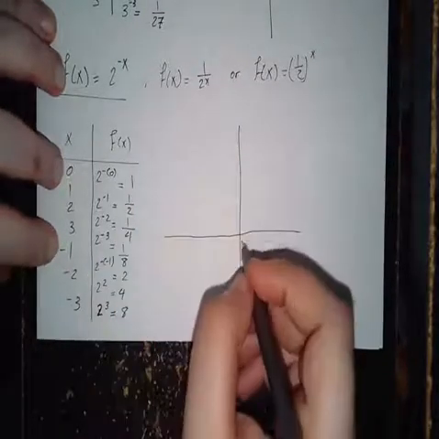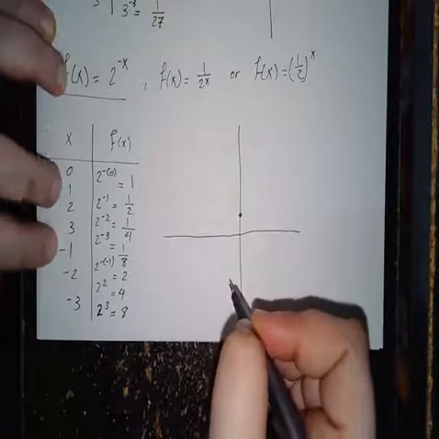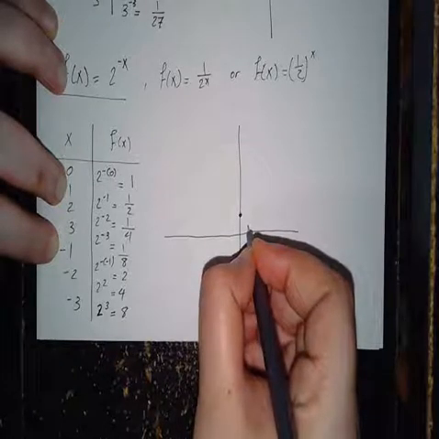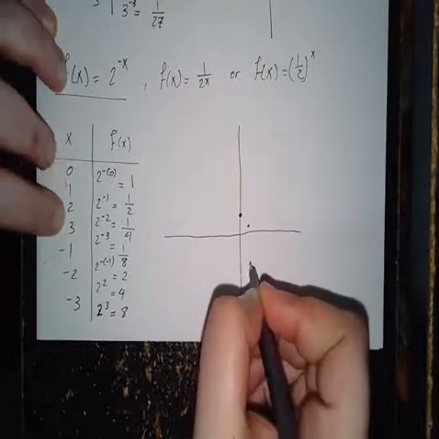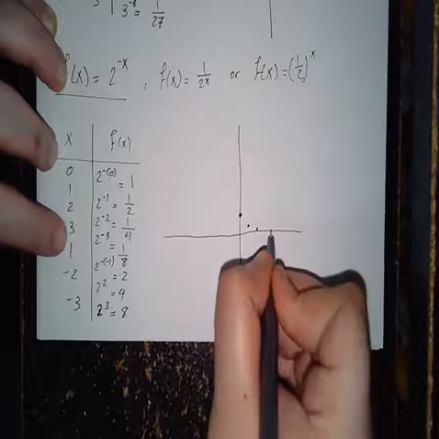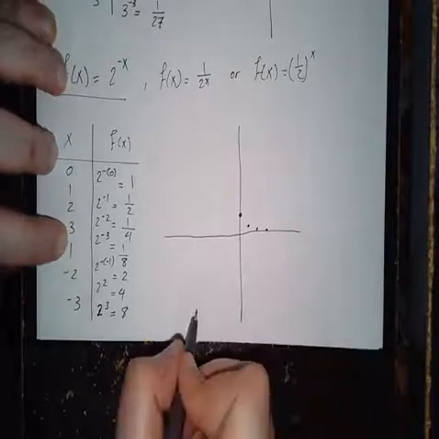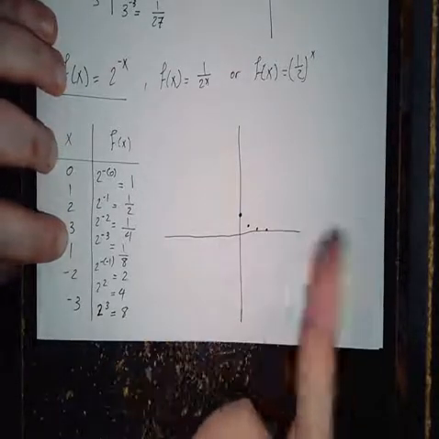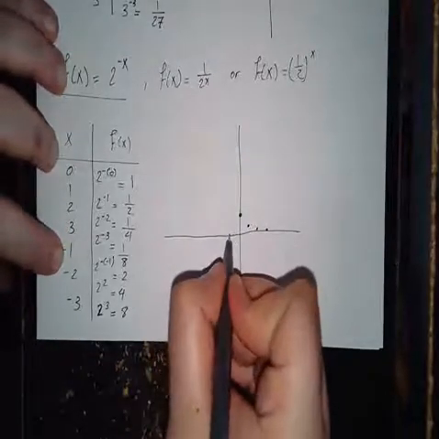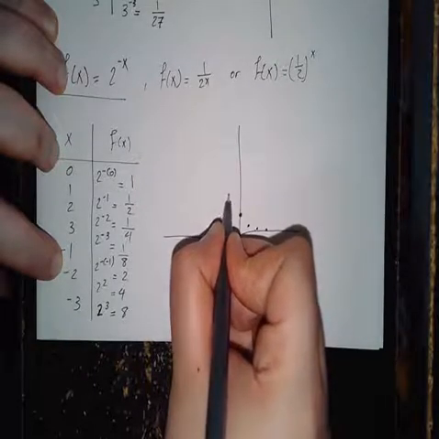So when x is 0, y is 1, this point hasn't changed. When x is 1, y is 1/2. So it's going to be right here. When x is 2, y is 1/4. So right about here. X is 3, y is 1/8. So right about here. And as you can see, it's getting smaller on the right side this time. And on the left, when x is negative 1, y was 2. So I'll put it here.